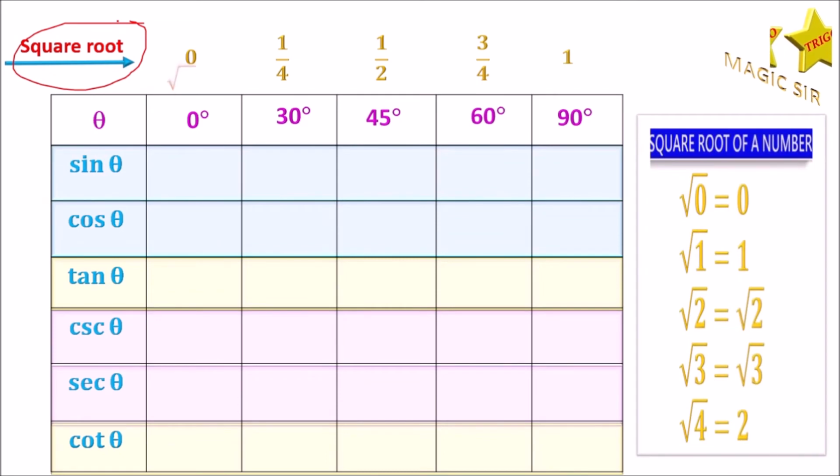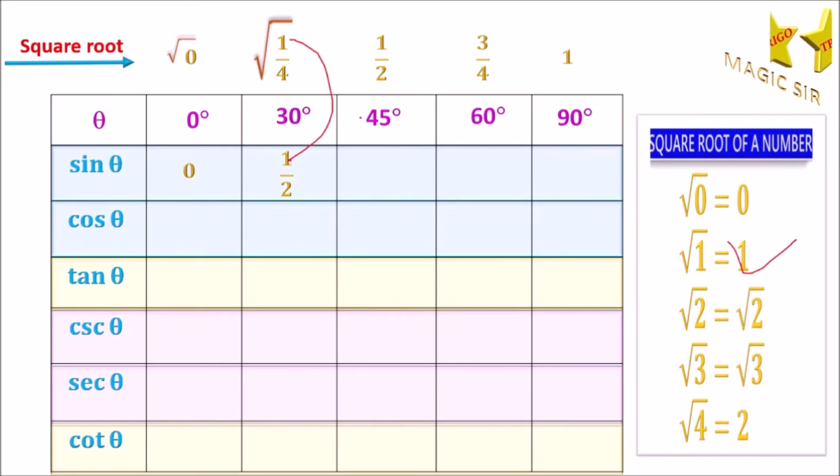Now find out the square root of each fraction. Square root of 0 is equal to 0. So sin 0 degree is equal to 0. For 30 degrees, square root of 1 upon 4 is equal to 1 upon 2. Square root of 1 is 1 and square root of 4 is 2. Therefore, sin 30 degrees is equal to 1 upon 2.